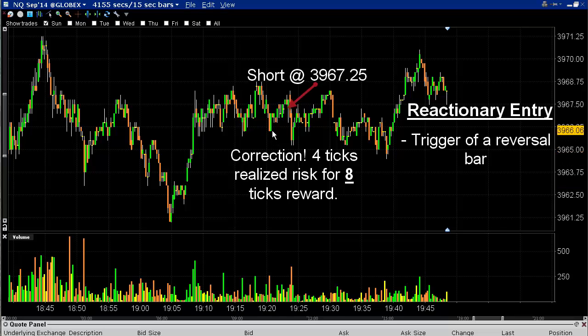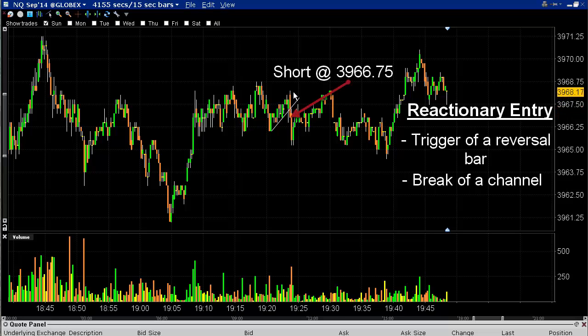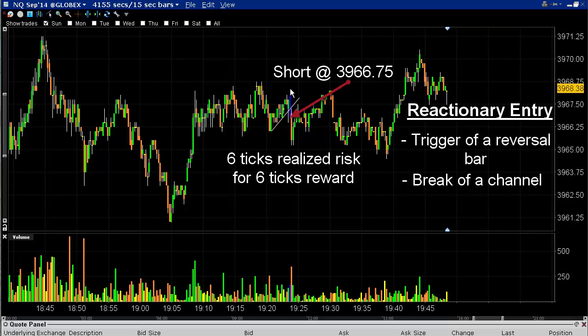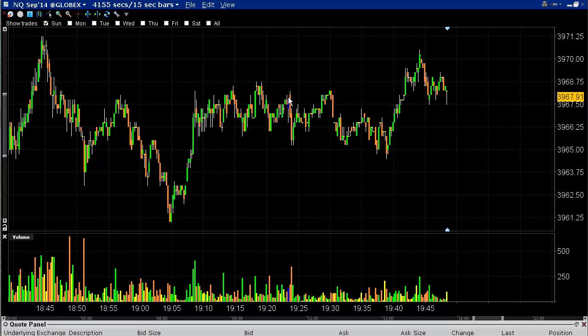And a third possible way, or a second reactionary entry, would be a channel break. And this is the lowest risk to reward of the bunch. That is, you get relatively less reward for your risk, because you would have got in way down here at 66.75 on the break of the channel, and it goes 1.5 points against you before then going to 65.25. So you get 6 ticks for it. Went 6 ticks against you and then went 6 ticks in your favor. 2 for 10, 4 for 8, 6 for 6. Those are the different risk to reward scenarios there. Those are a few of the ways you could have entered that trade.